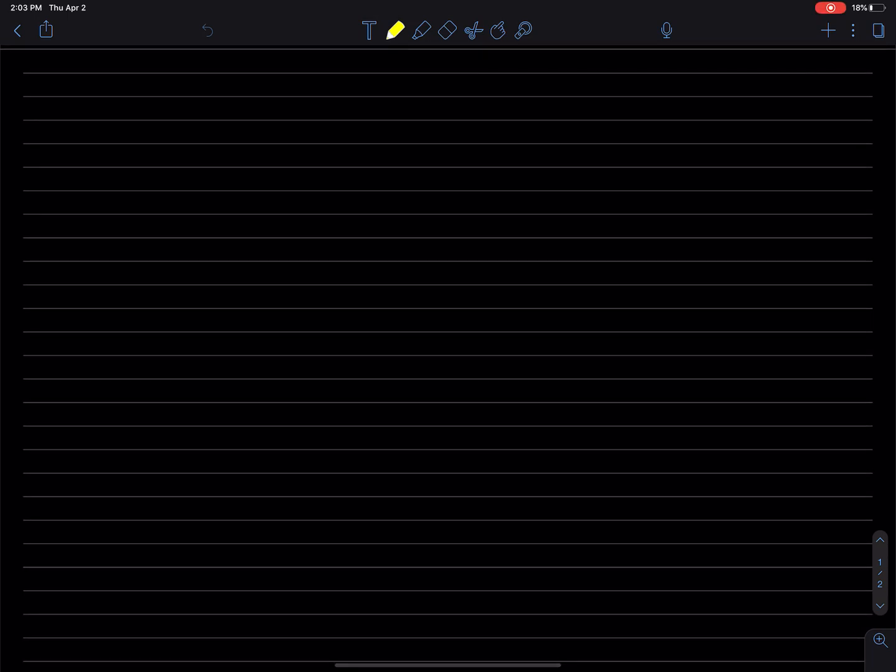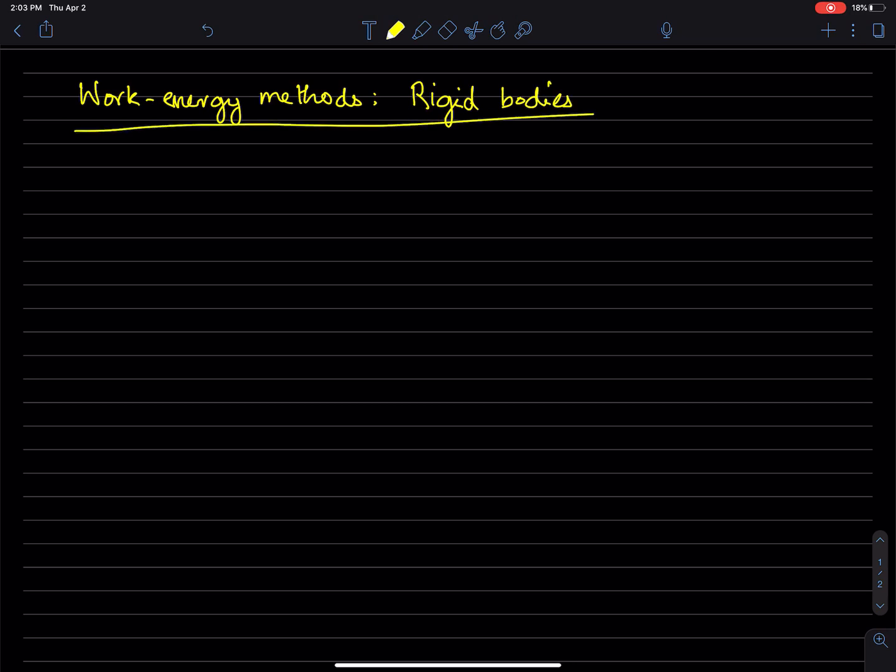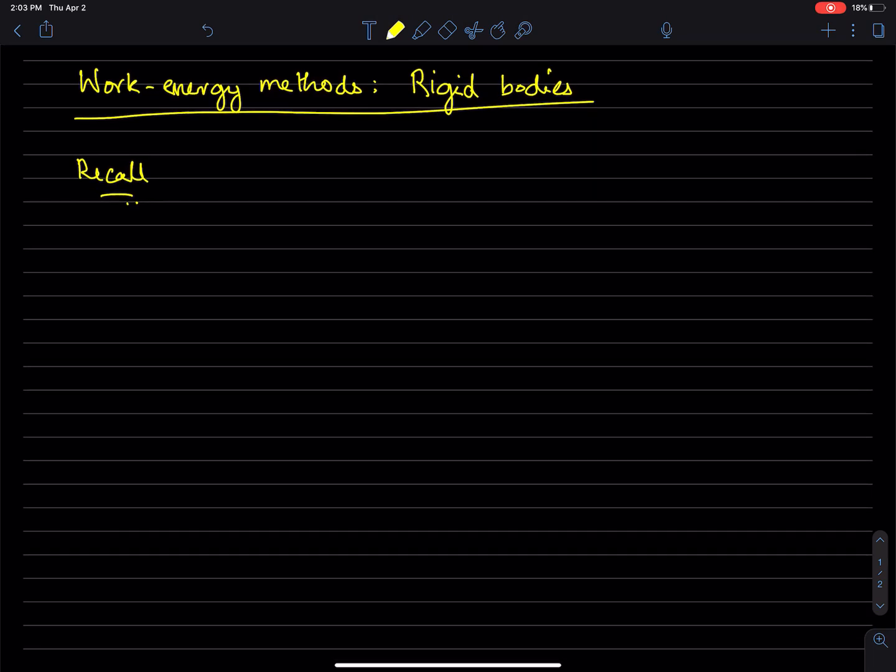Okay, the next topic is work energy methods, but now for rigid bodies. Okay, so recall we had the following work energy relationship, which we wrote in various different ways.